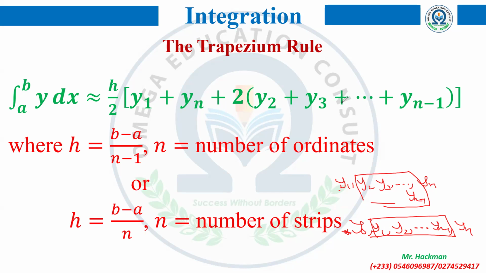So quickly, I've explained what is meant by number of ordinates and number of strips. If you know your number of ordinates, then you quote this one to get your h. If the question gives you your number of strips, then you quote this one to get your h. However, if you are mature, you can only learn the first one in terms of the number of ordinates, if you know the relationship between the ordinates and the strips. If the question gives you strips and you quote this, you should know that the number of ordinates will give you your number of strips plus 1. So you substitute the plus 1, and that will take you back to what you have here.